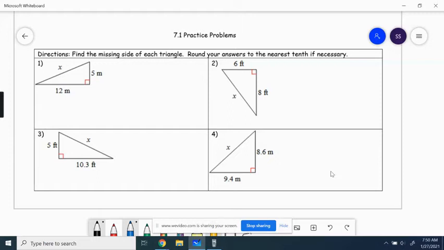Okay, this is the practice problem video for 7.1 Pythagorean theorem. So let's go through some of these practice problems together. For 1 through 4, we're just finding the length of the missing side.